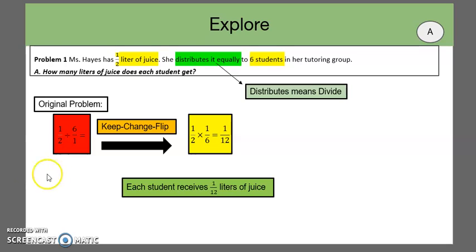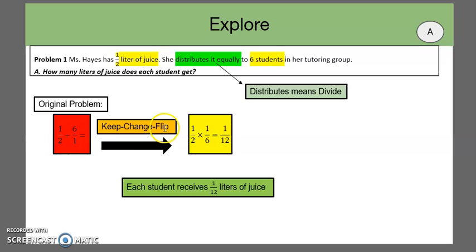In working at this problem, we will also want students to think about keep, change, flip. So when we're developing our problem, we see that we're starting out with the value of 1/2 liter of juice, and we see the keyword distributes it equally, which in this context of the problem means divide, and it's being divided by 6 students. So here's our original problem.